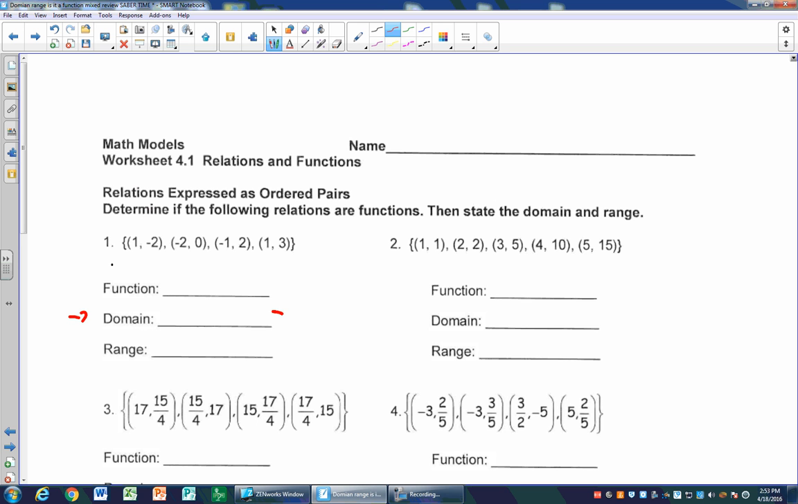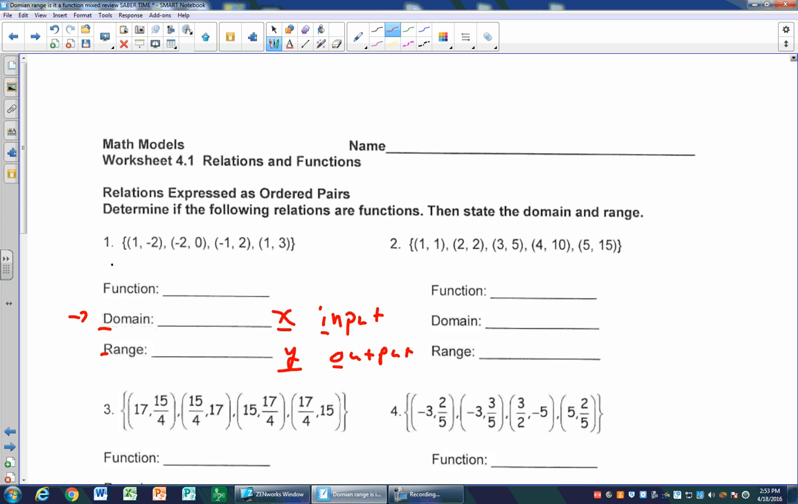Domain is all the x values and is also what's called the input. Range is all the y values and is also called the output. If you notice, domain and range are in alphabetical order. X-axis and y-axis, or x value in a point and y value in a point, are also in alphabetical order, and input and output are also in alphabetical order. So that makes it very easy to remember in the English language.